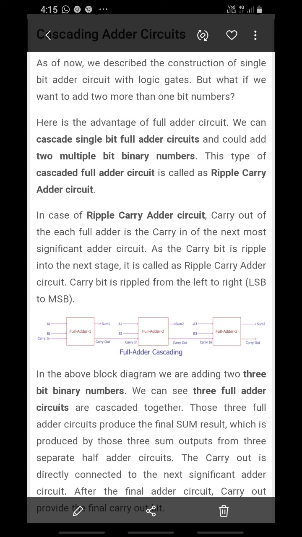Here is the advantage of the full adder circuit: we can cascade single bit full adder circuits and add two multiple bit binary numbers. This type of cascaded full adder circuit is called a ripple carry adder circuit.